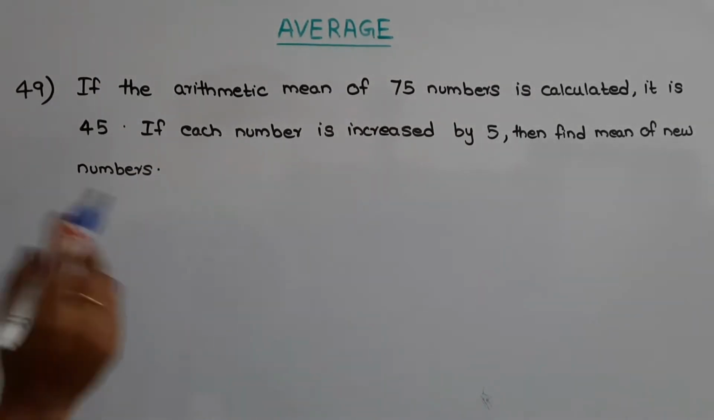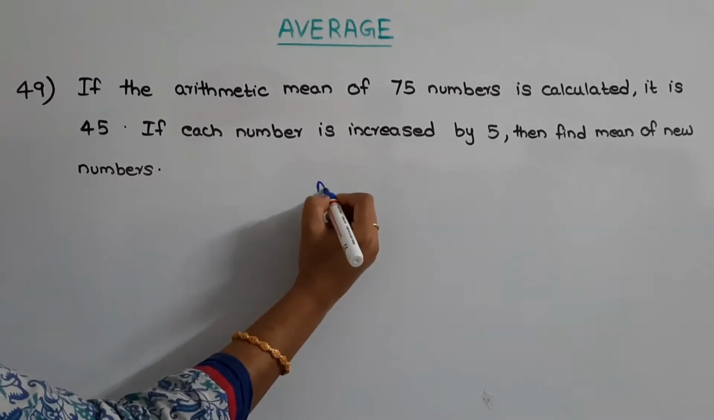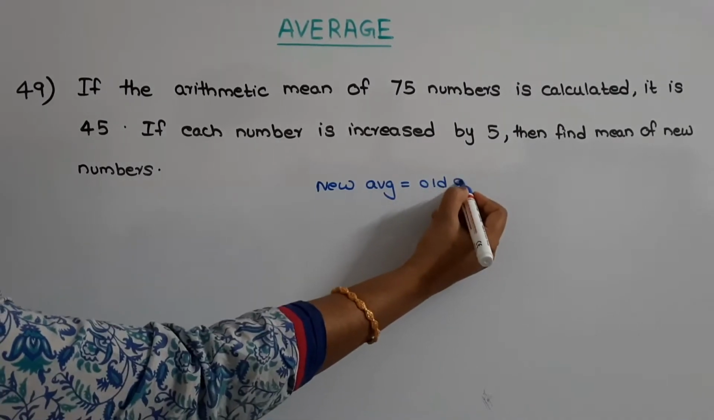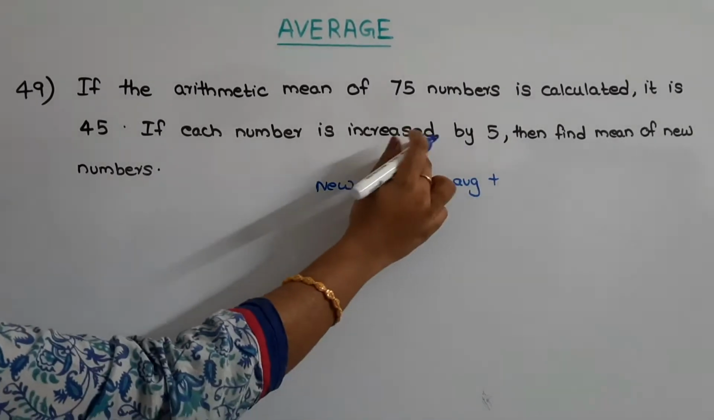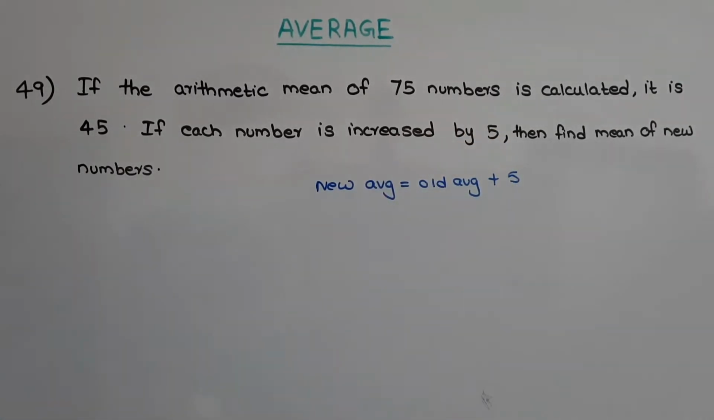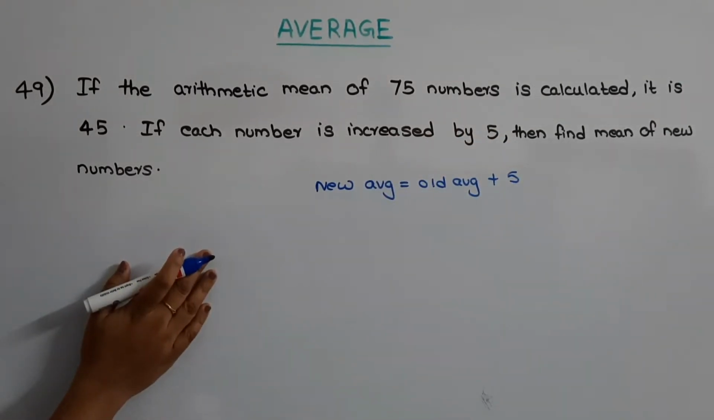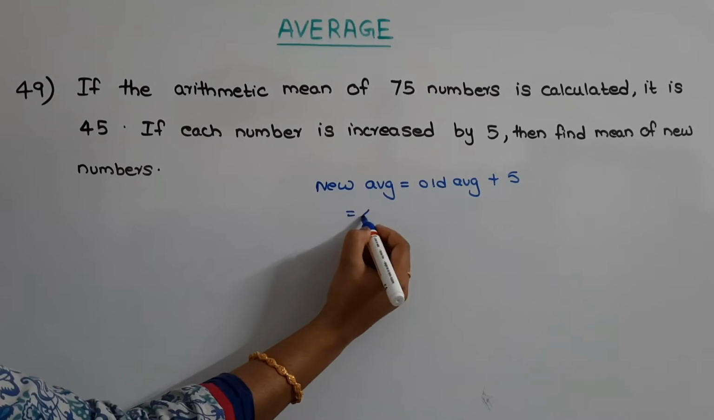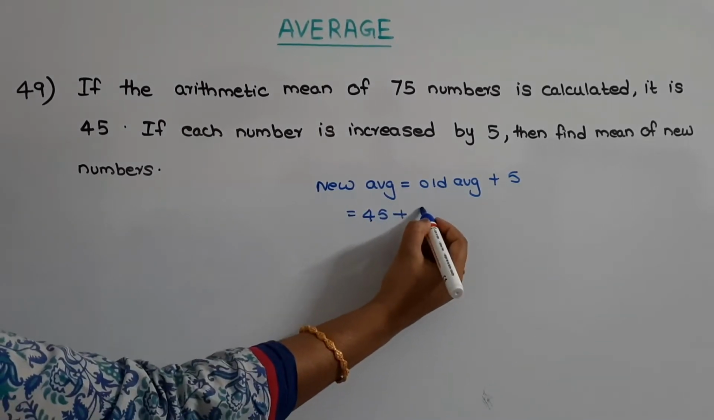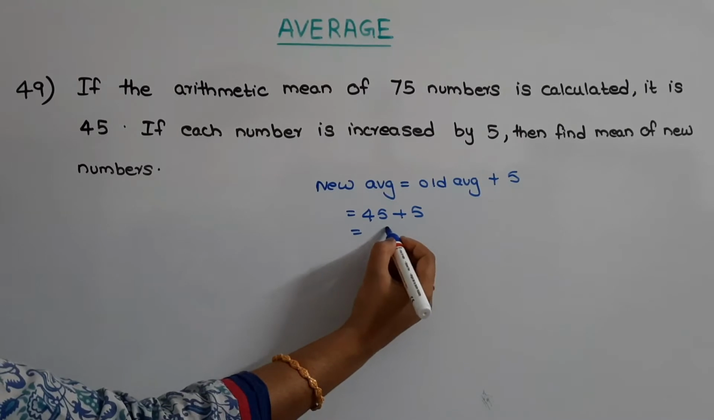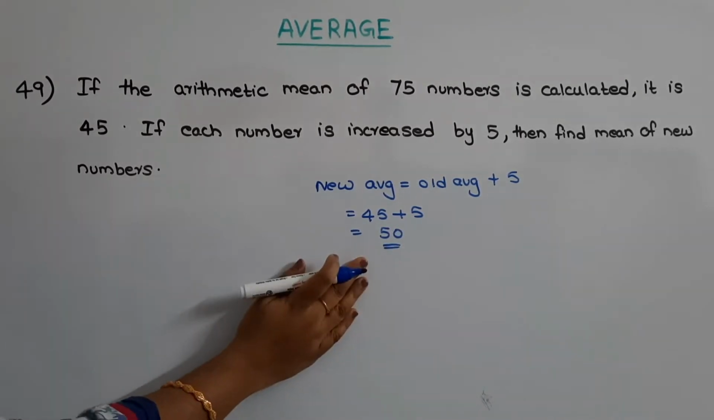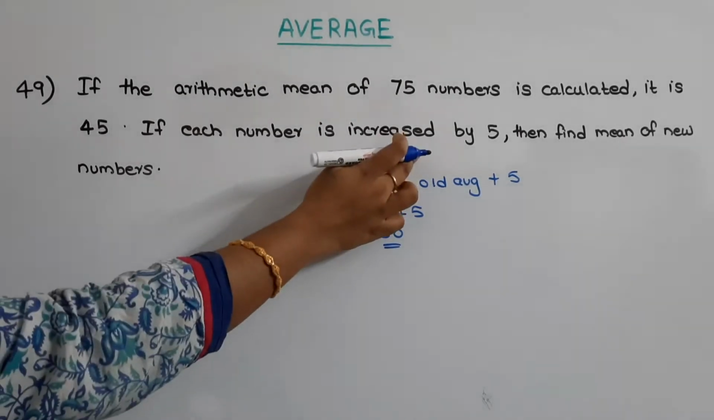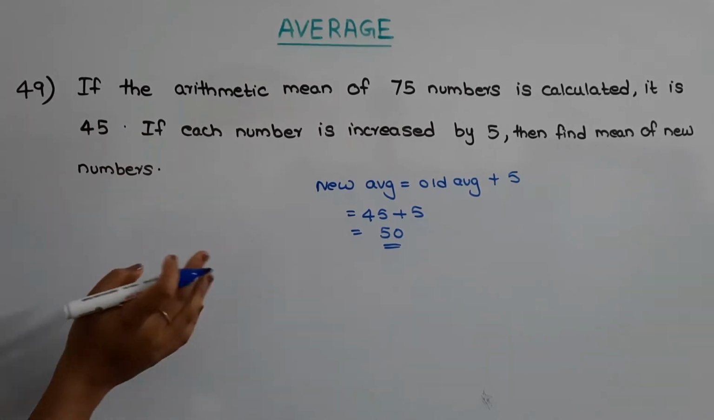So whenever this type of question comes, you can directly write the new average is equal to old average plus increase in the number. Here the increase in the number is 5. So directly we can find out the new average as old average plus 5. Here old average is 45 and the increase in the number is 5. So the new average will be equal to 50. So this is the answer. Whenever this type of question comes, directly we can add the increase in the number to the old average to get the new average.